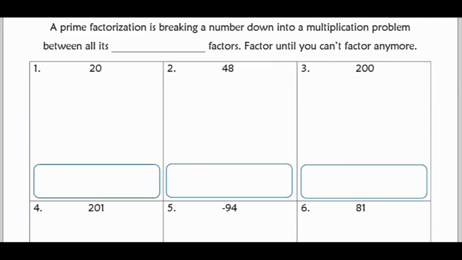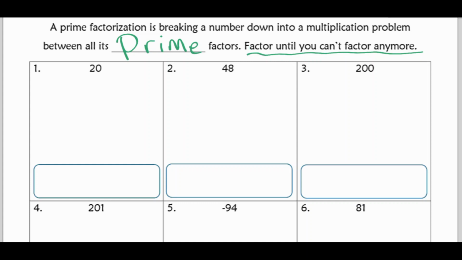So what we just showed was factoring some numbers. The prime factorization is just taking that an extra step, factoring until you can't factor anymore. It's breaking down a number into a multiplication problem between all of its prime factors. Factor until you can't factor anymore. You can factor it however you want.